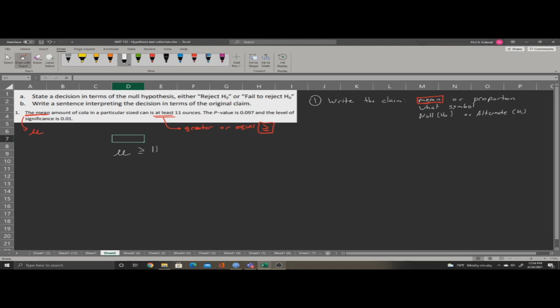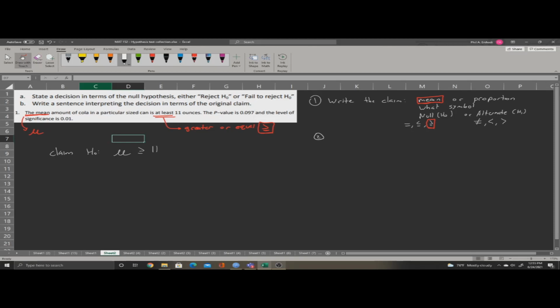Now, is this null or alternate? Let's recall that null will be equal, less than or equal, or greater than or equal, while alternate is not equal to, strictly less, or strictly greater. Here, our claim is greater or equal to. This places us underneath the null category. So we'll write that our claim is the null hypothesis, and it is that the mean is greater than or equal to 11.